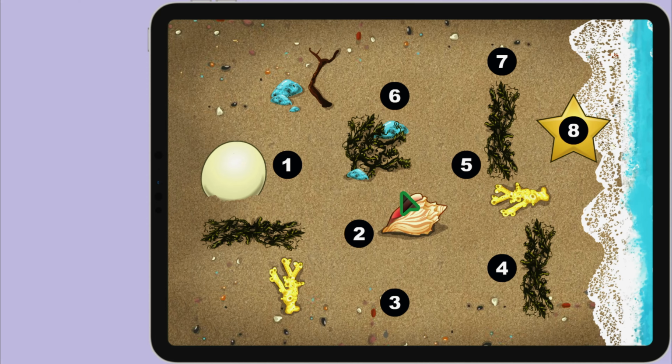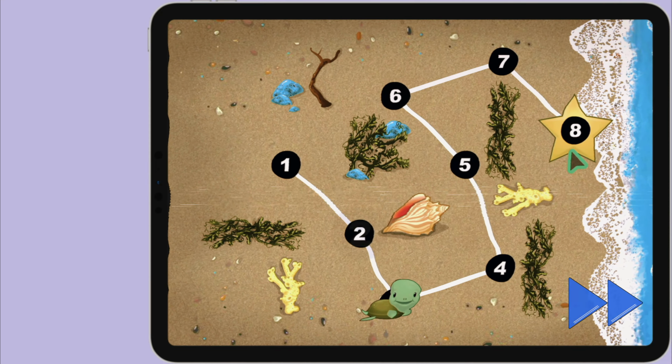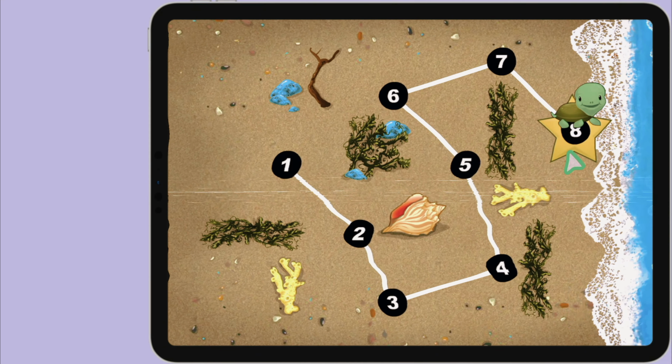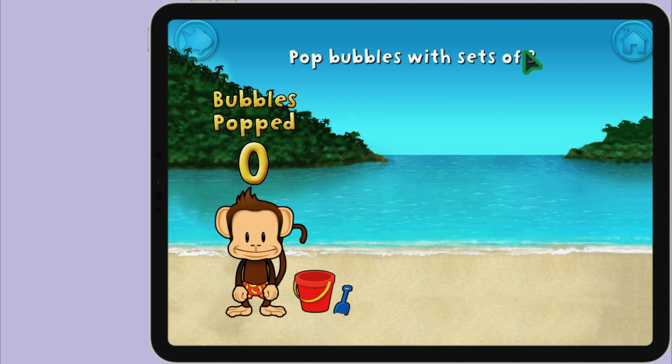And this one is where you've got to count in order. This baby turtle needs to get to the sea. Connect the dots to show the little turtle the way all the way to the sea. Yes. 1, 2, 3, 4, 5, 6, 7, 8. Every time, turtle. Pop all the bubbles that have sets of 3.